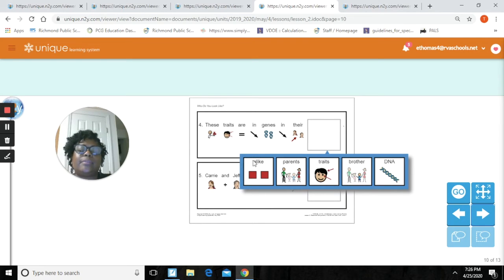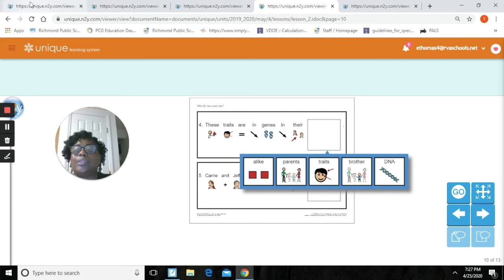That doesn't make sense. These traits are in genes in their parents. Does that make sense? These traits are in genes in their traits. Does that make sense? These traits are in genes in their brother. Does that make sense? These traits are in genes in their what? DNA. Does that make sense?